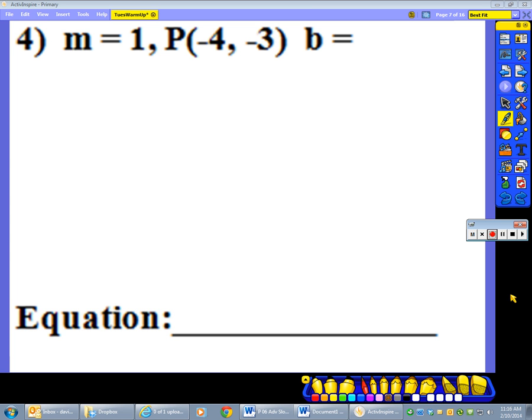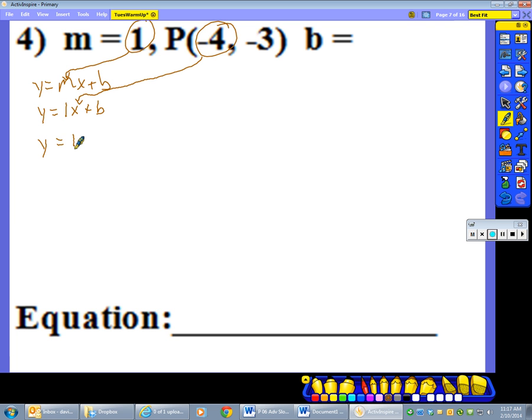Number 4, they give us a slope of 1. So let me first write y equals mx plus b. I'm going to sub in 1 for my slope. So it's y equals 1x plus b. Sub in negative 4 for x. So y equals 1 times negative 4 plus b.